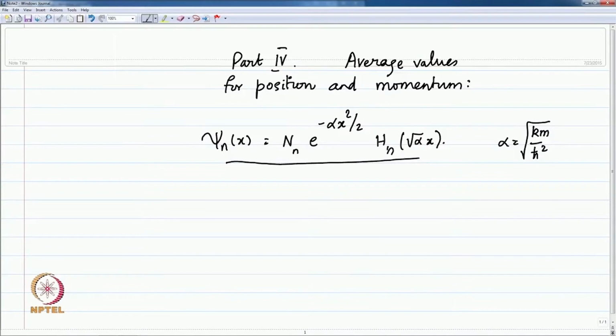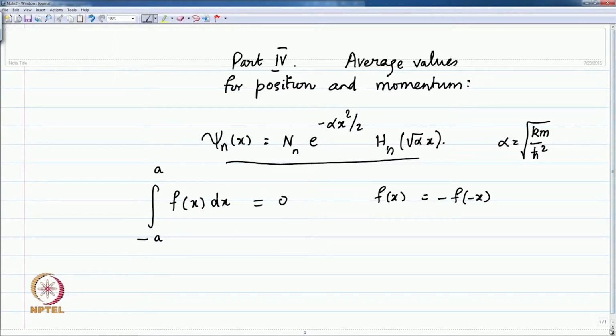However, let us stay with the statement that the average values of position and momentum are 0. How do we show that? It is very easy. I told you that if we have an integral of an odd function, f of x is minus f of minus x, then this is 0.